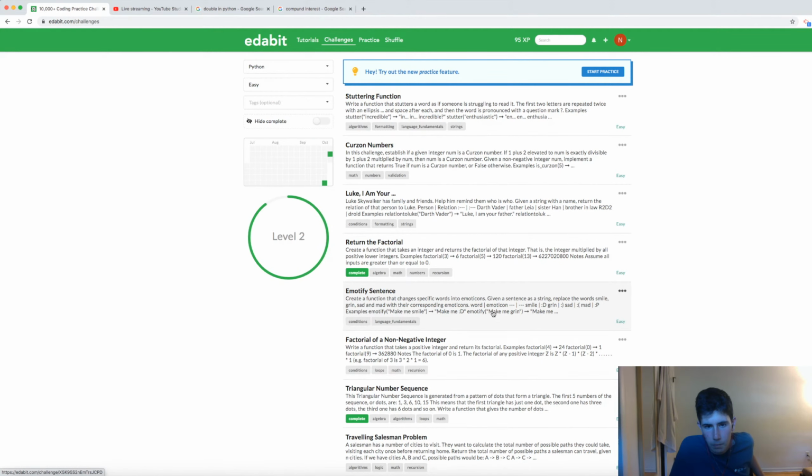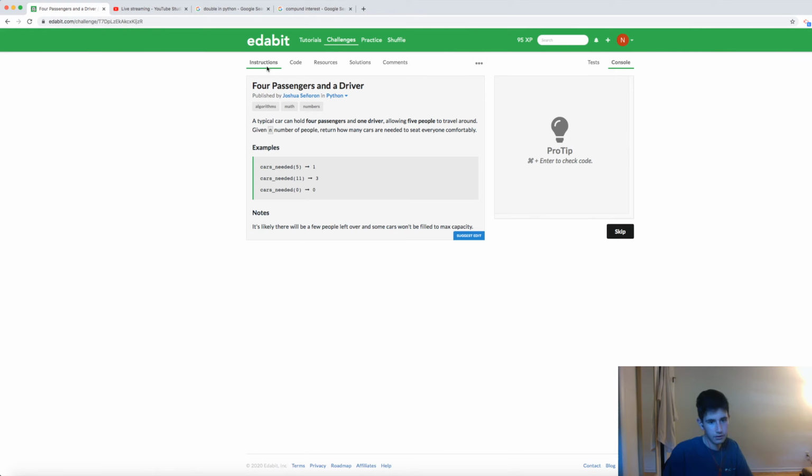Let's go, 4 passengers and a driver. This will be our last one. A typical car can hold 4 passengers and 1 driver, allowing 5 people to travel around. Given n number of people, return how many cars are needed to seat everyone comfortably. This, ladies and gentlemen, is a simple math problem. How many cars? Now, I want to go back to the question. Given a number n, return how many cars are needed to seat everyone comfortably.